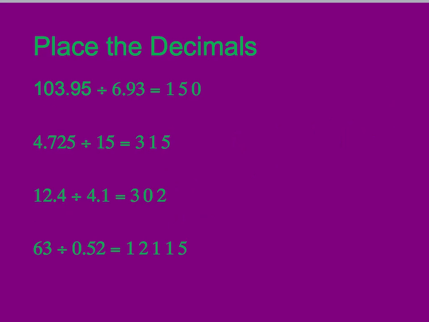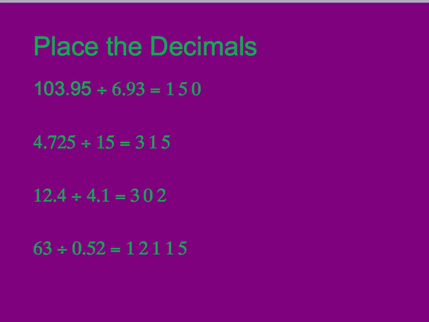All right, so this is where lesson 7-3 comes in. This is where we're going to use our estimation skills and our number sense, our number understanding, to figure out where we should place our decimal. Let's take a look at that first problem up there: 103.95 divided by 6.93. We're going to either find compatible numbers or round these numbers to help us find an estimate.